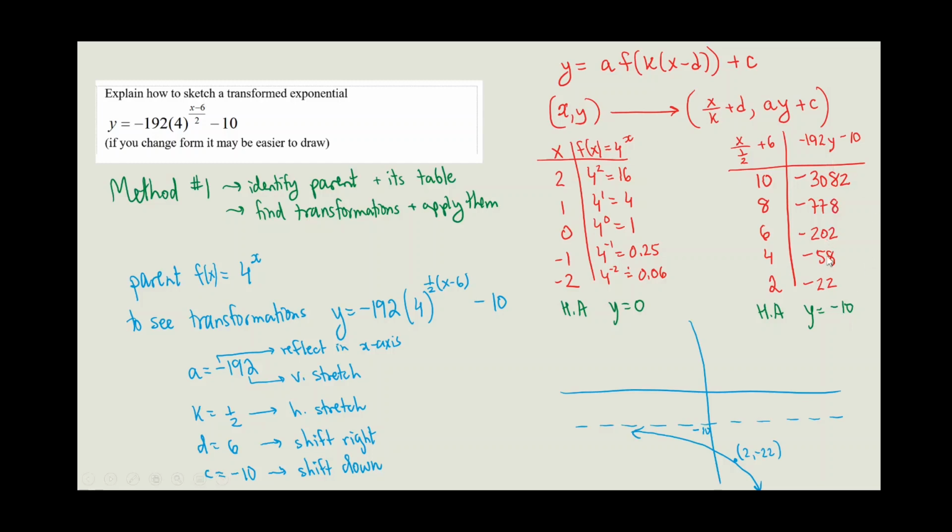Some of these numbers are too huge to plot, so I just plotted the horizontal asymptote here, and I put in the point 2 with negative 22, and then it just keeps going downwards from there.